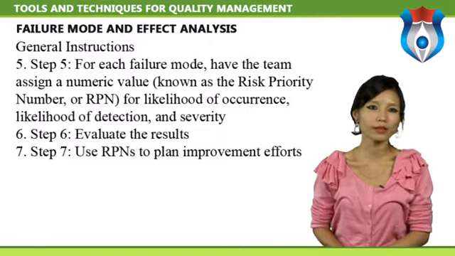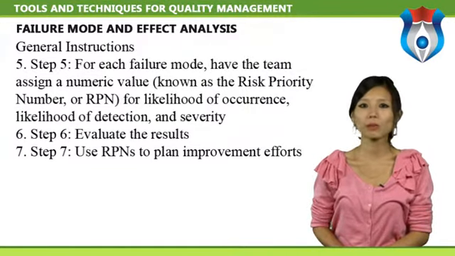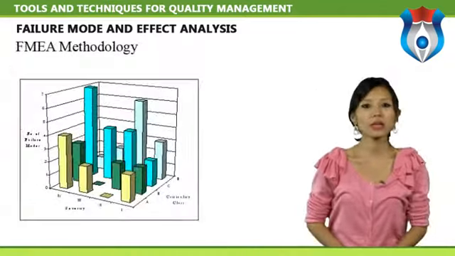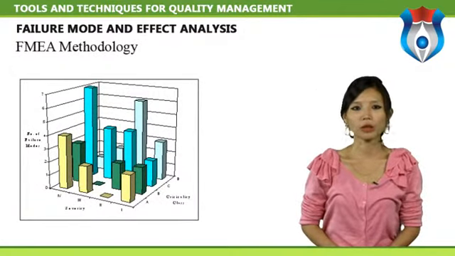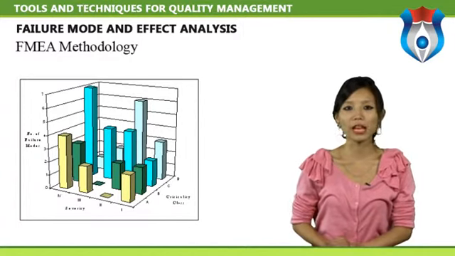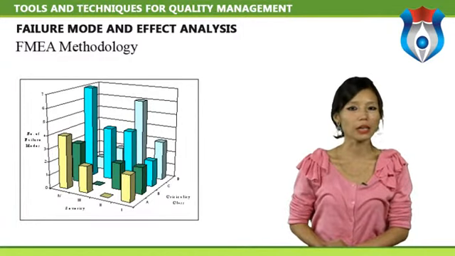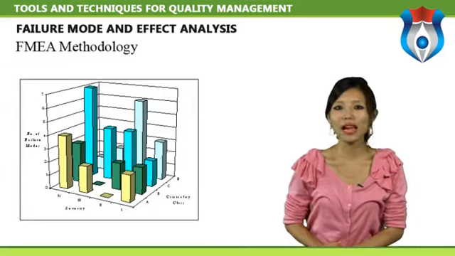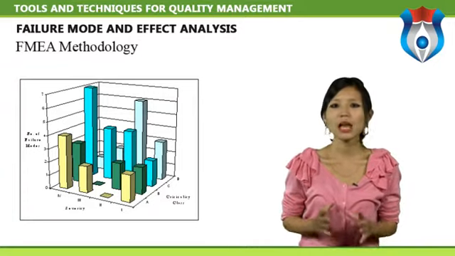Evaluate the result. Step 7. Use RPNs to plan improvement efforts. FMEA methodology. In order to perform a FMECA, the analyst must perform a FMEA first, then the CA. The FMEA will then be used as a foundation of the criticality analysis.